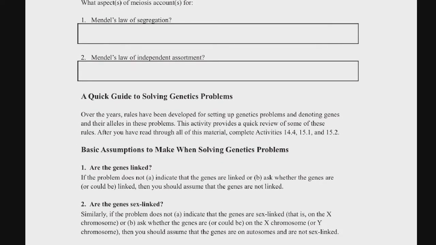What aspects of meiosis account for 1. Mendel's law of segregation? Mendel's law of segregation states that though each organism contains two traits or alleles for a given gene, only one allele is found in each gamete. Synapsis of homologous chromosomes in prophase I and their separation to opposite poles in anaphase I separate, or segregate, alleles of a given gene into different gametes.